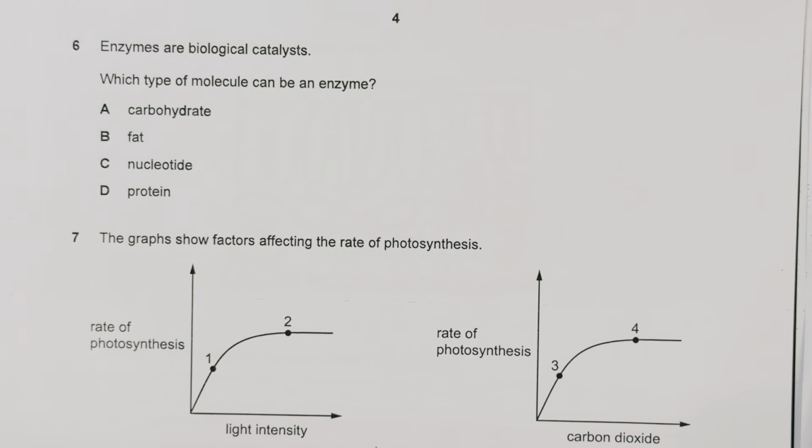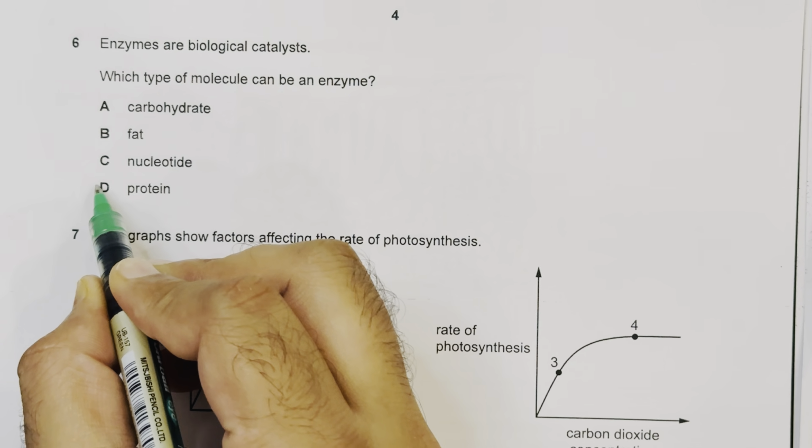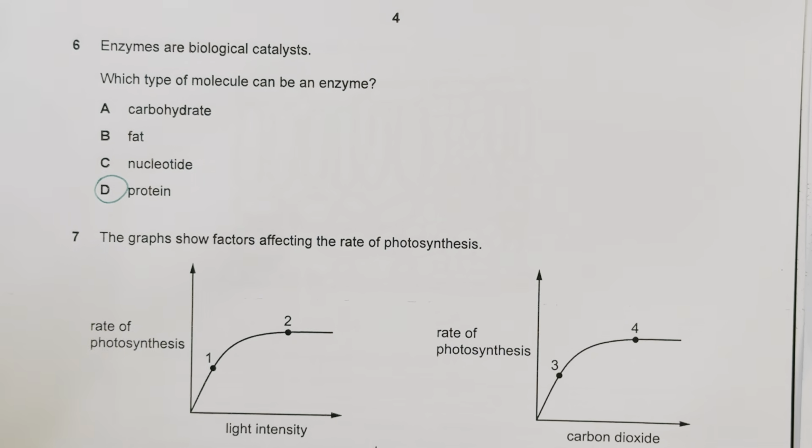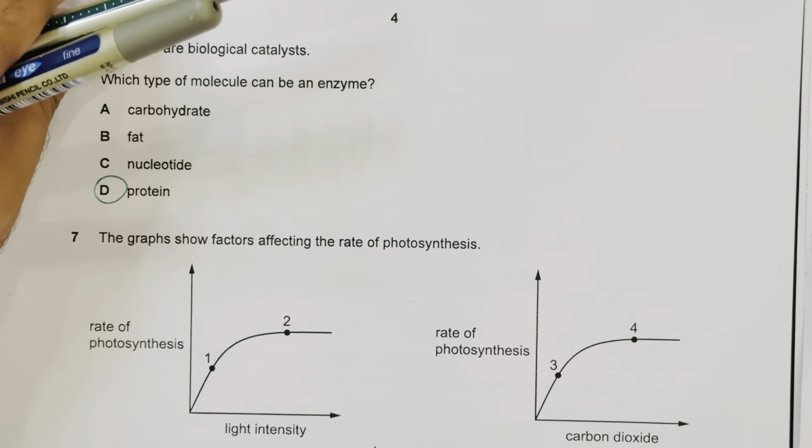Okay. Moving to question number 6. Enzymes are biological catalysts. Which type of food molecule can be an enzyme? So we know that protein can be an enzyme, but carbohydrates, fats and nucleotides cannot. So option number D is the right one. Moving to question number 7.